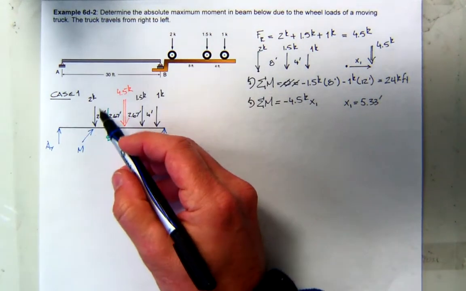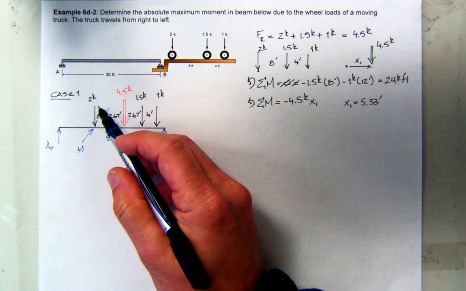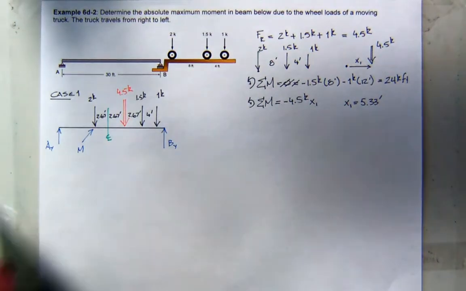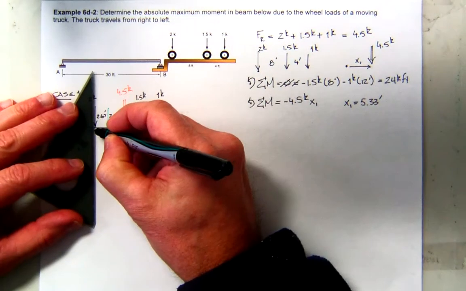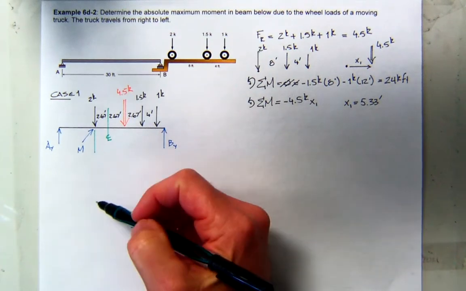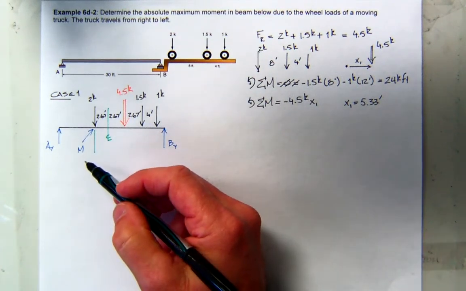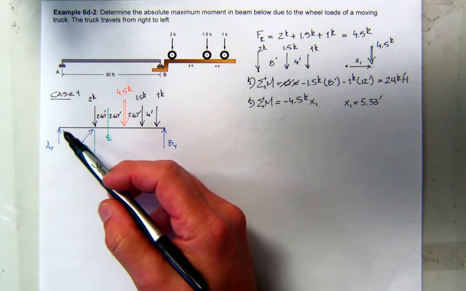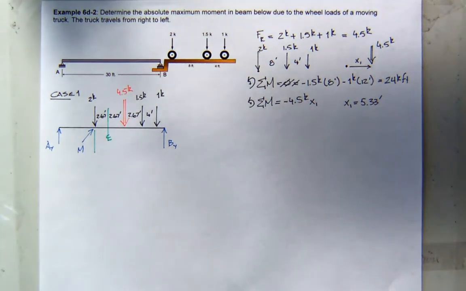So that means I'm going to cut the structure here and look at the moment. So if I cut the structure here, I'll just imagine a cut. Do we want to work the left side or the right side? Left side. Probably the left side. So if we do that, I'm going to need the reaction at A. So how do I find the reaction at A?